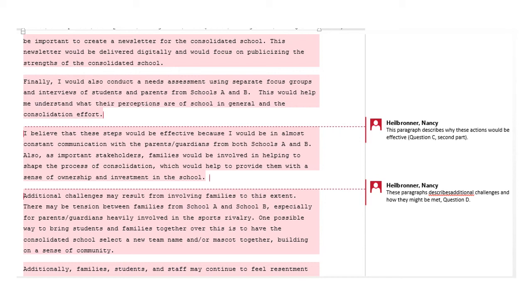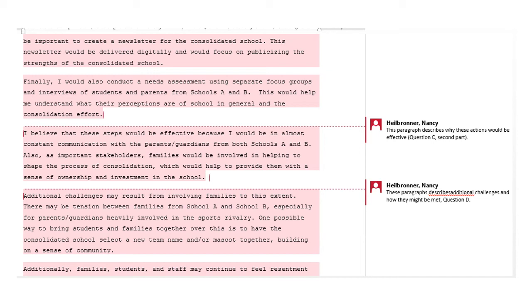The next paragraph describes why these actions would be effective, and it's in direct response to the second part of question C, the third question. I believe that these steps would be effective because I would be in almost constant communication with the parents and guardians from both schools A and B. Also, as important stakeholders, families would be involved in helping to shape the process of consolidation, which would help to provide them with a sense of ownership and investment in the school.